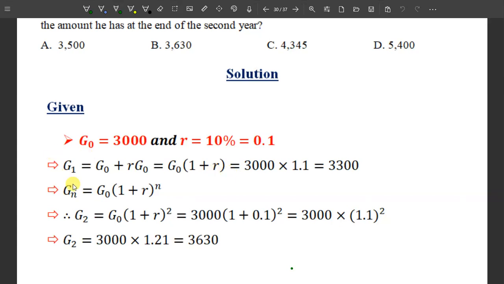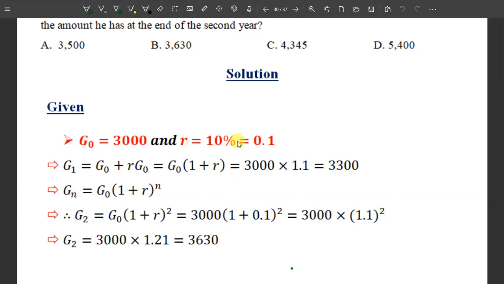Okay. Now, in general, since we do have an initial amount of money that was deposited by the guy, we have Gn for n years. His amount becomes Gn is equal to G initial into (1 plus R) to the power of n. Our R is 0.1, so 1 plus 0.1 is 1.1 to the power of n. Therefore, G2 is equal to G initial (1 plus R) squared, and our G initial is 3,000. The initial deposit is 3,000.